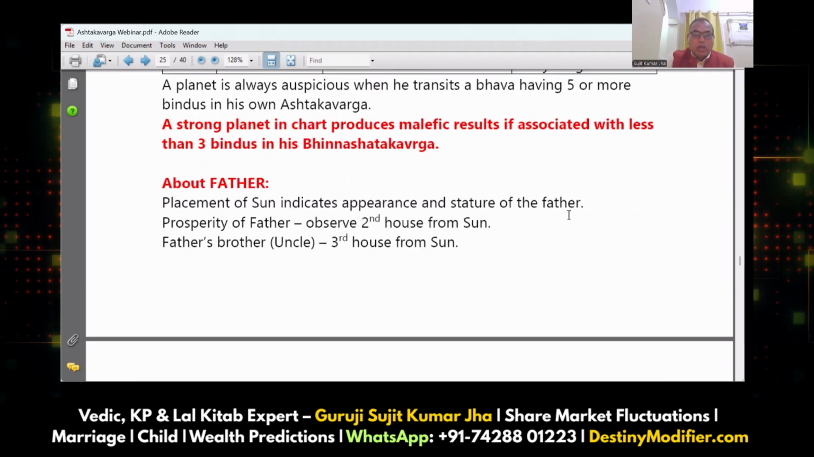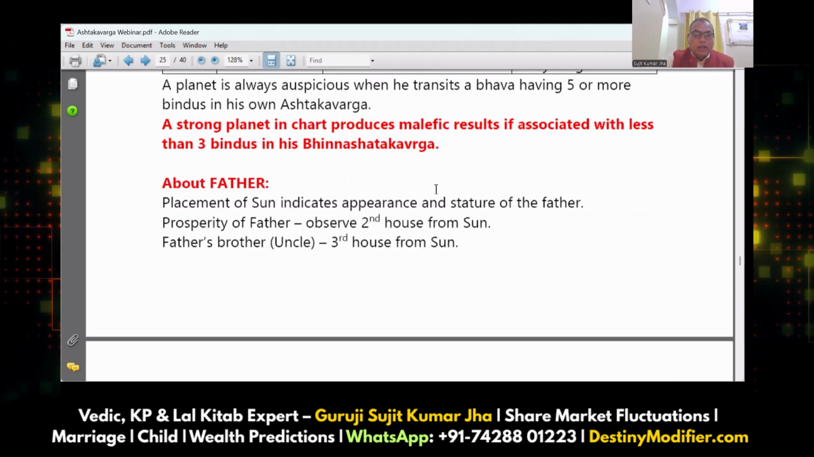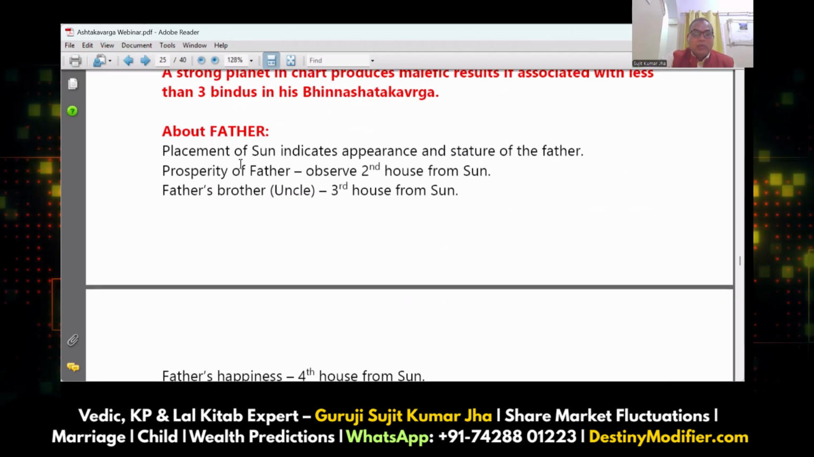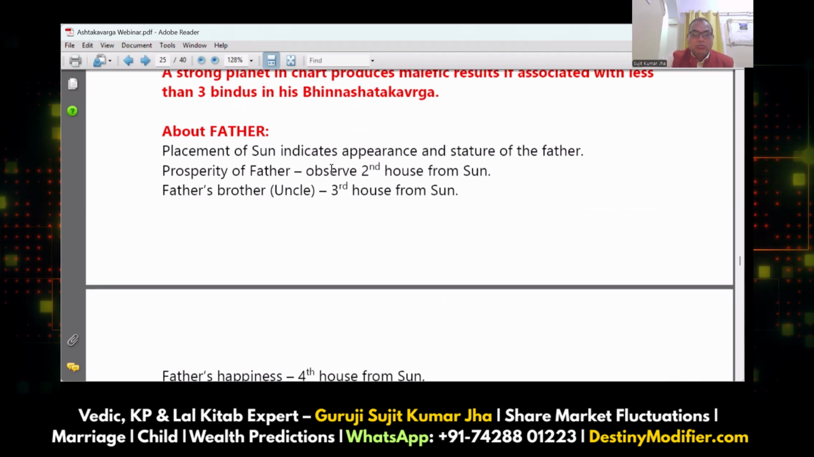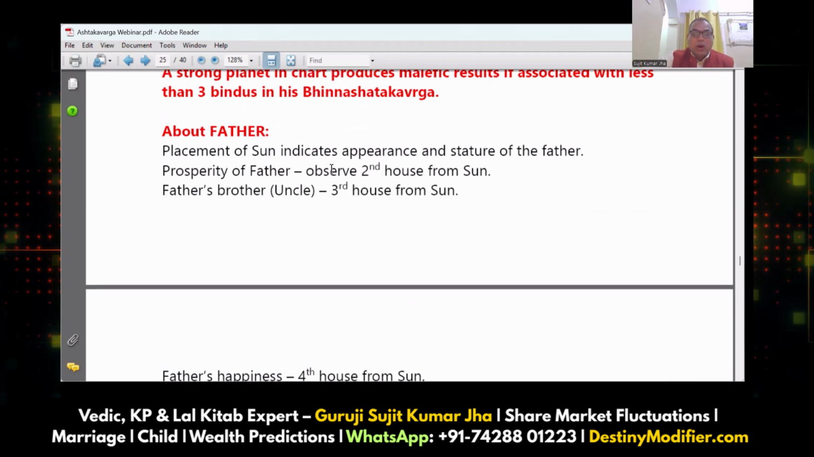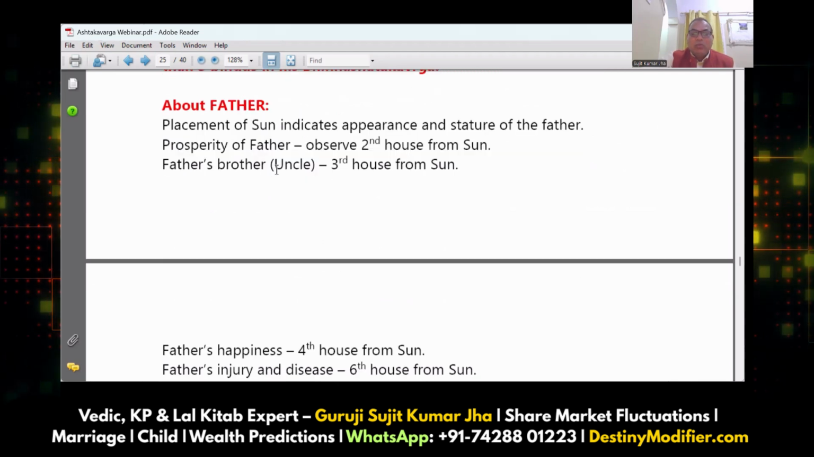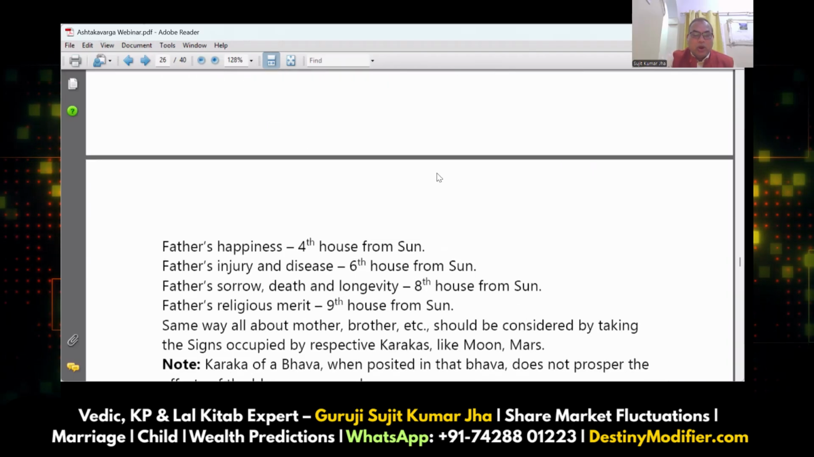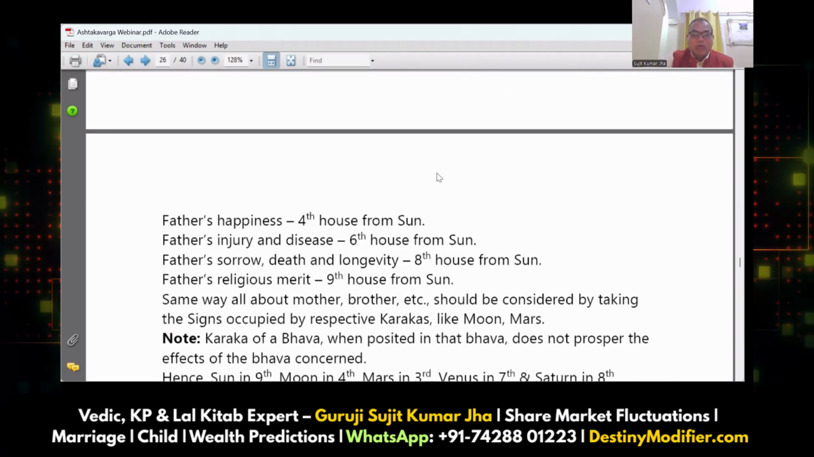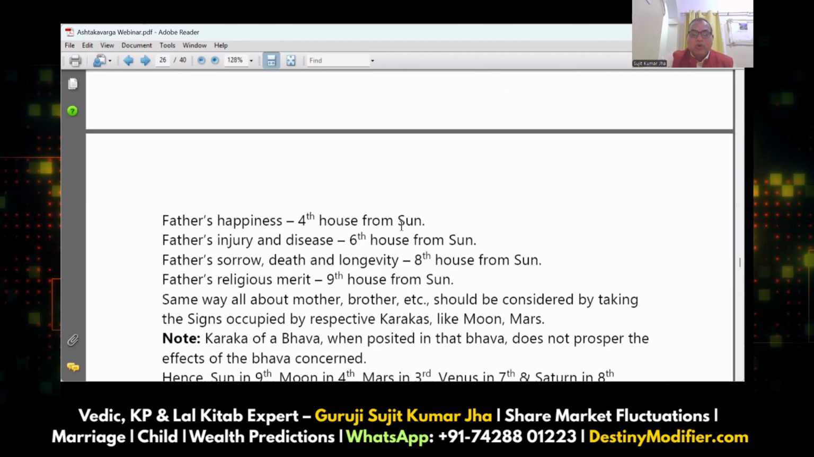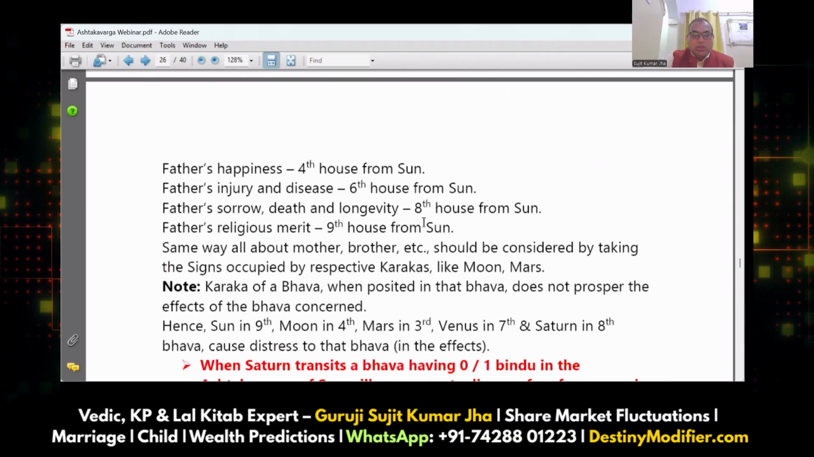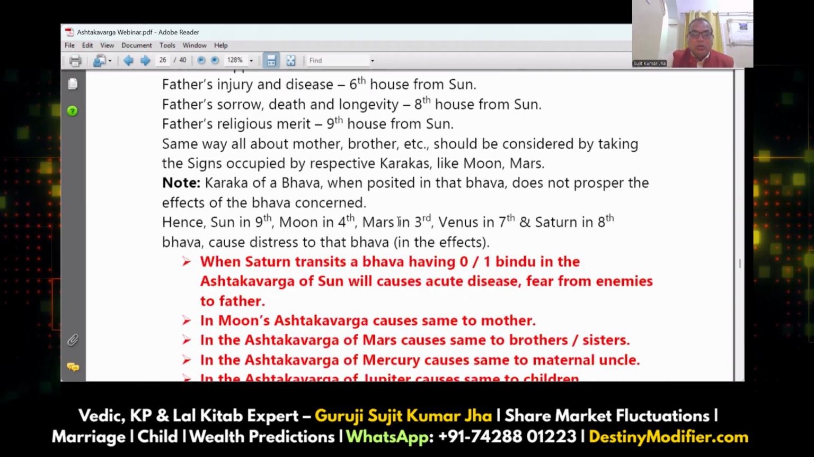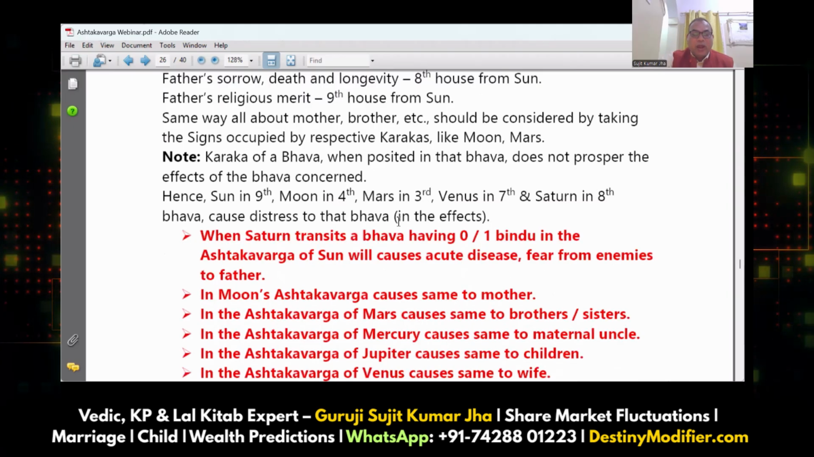Suppose you want to know about the father, then what do you have to consider? You have to consider the placement of the Sun. If you want to know about the native's uncle, then you have to consider the third house from the Sun. If you want to consider the happiness of the father, then you have to consider the fourth house from the Sun. So like that, rules are there. By using this, you can find.